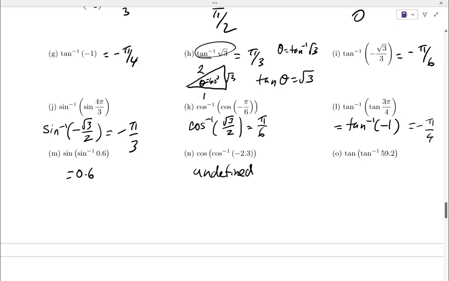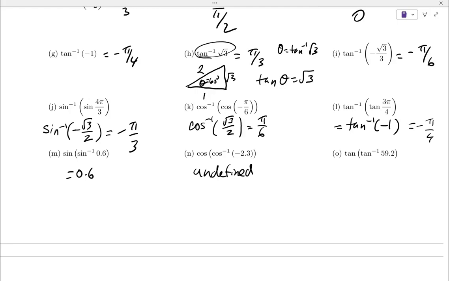Actually, the interesting part is, for our purposes, it's undefined. But if you introduce complex numbers, you're actually allowed to do that. It's not something we're going to do. You don't have to worry about it. Undefined is a perfectly acceptable answer here. But notice the difference. This one's okay because 0.6 was between -1 and 1. This one's not okay because -2.3 is not between -1 and 1. That make sense?